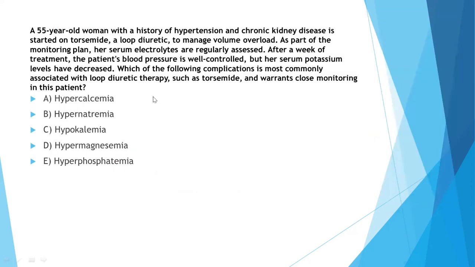Which of the following complications is most commonly associated with loop diuretic therapy and warrants close monitoring in this patient? A 45-year-old woman with a history of hypertension and chronic kidney disease is started on torsemide, a loop diuretic like furosemide, to manage volume overload. This question is asking us about the major side effect of loop diuretics: hypercalcemia, hyponatremia, hypokalemia, hypermagnesemia, or hyperphosphatemia?